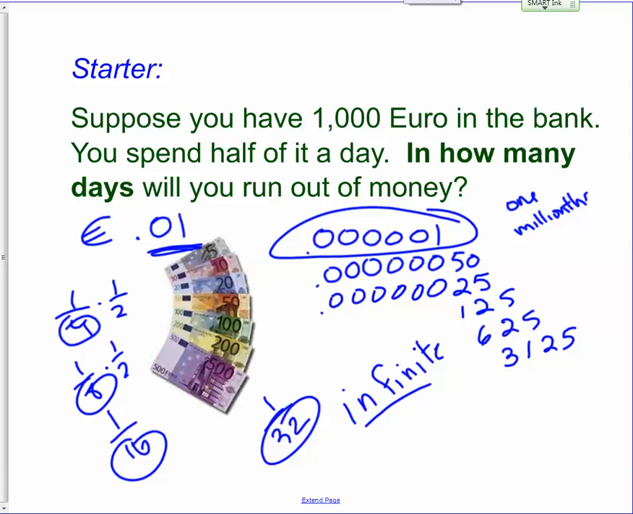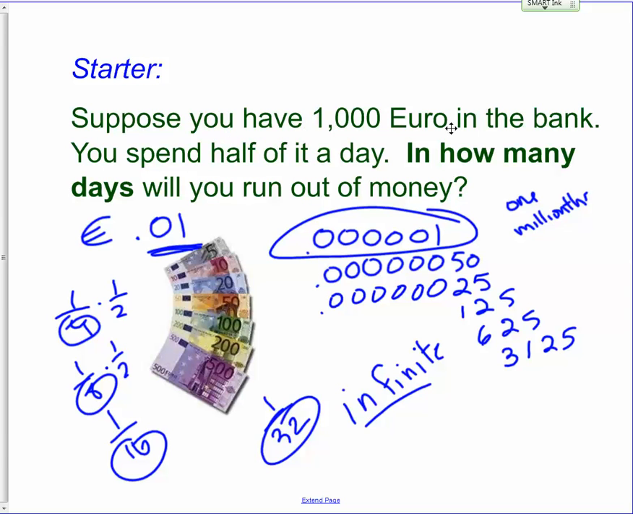We have a new chapter starting today, and it's very exciting because it's all about fractions, decimals, and percents. So today we started with somewhat of a paradox. If you had €1,000 in the bank, how many days would you run out of money if you spent half of it every day?